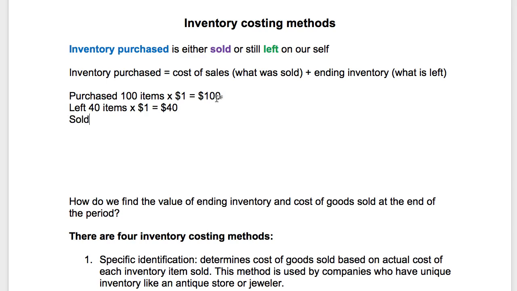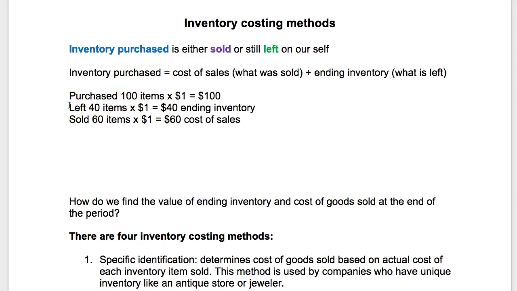So how many did I sell? If I purchased 100 and there's only 40 left, this means I must have sold 60 items. Each one cost me $1 to buy, so my cost of sales is $60. And the 40 plus the 60 equals the 100. This 60 is going to be my expense called cost of sales. This 40 is going to be my ending inventory. So that's nice and simple.